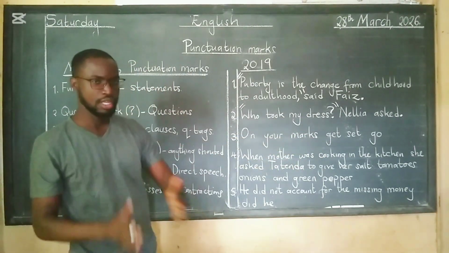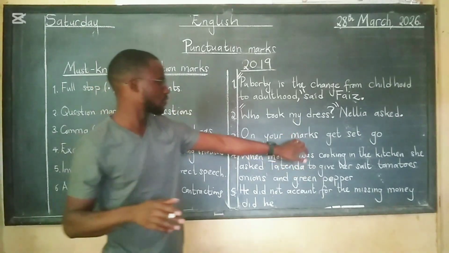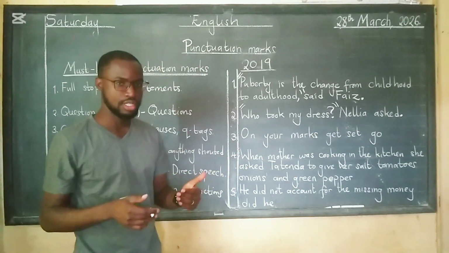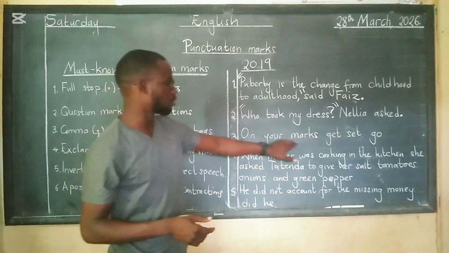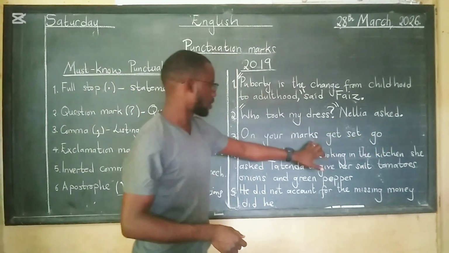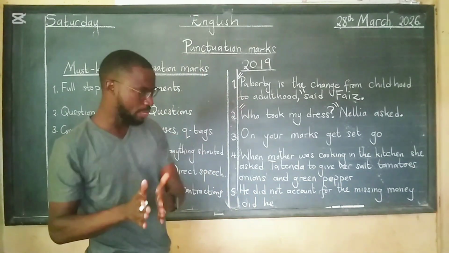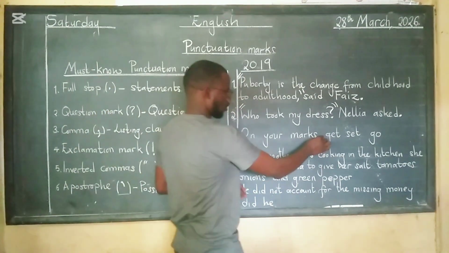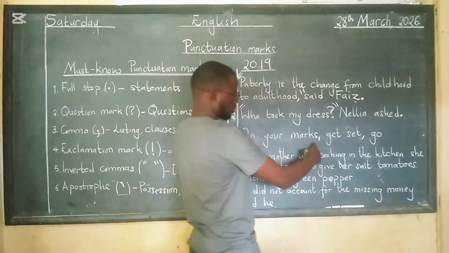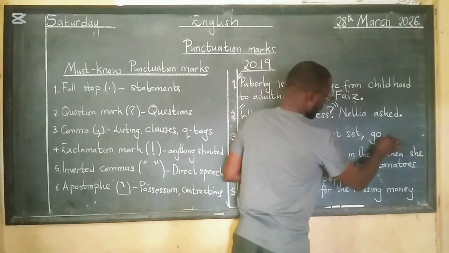Then number 3, "On your marks, get set, go." This one is one sentence, so you don't have to put full stops there. But as you can see, I am resting temporarily. For example, on your marks, get set, and then I say go. So these parts are supposed to be separated with a comma so that we can rest for a while. So on your marks, comma, get set, comma, go.